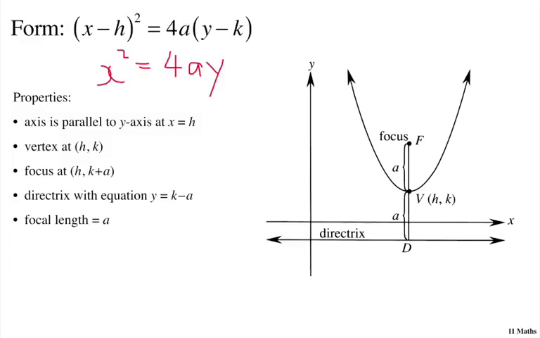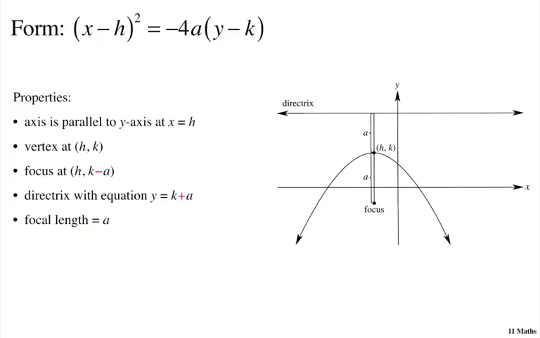well, if the vertex is no longer at 0, 0, instead of x squared, we get x take h squared. The 4a stays the same. Instead of a y, we get y take k. And the new vertex is now at the point h, k, which comes from our brackets. Don't worry too much about the focus and the directrix. We'll sort that out in a moment with a bit of logic. And the focal length is always a.